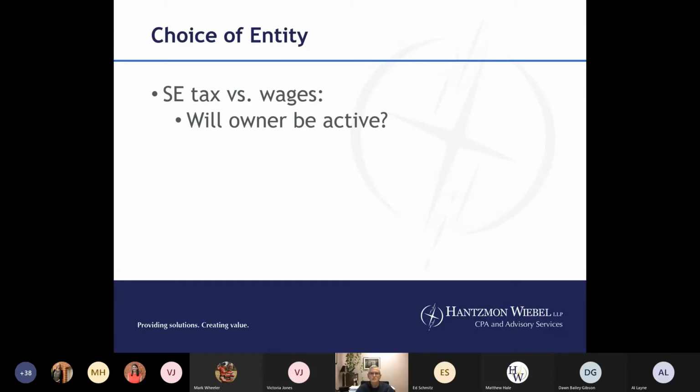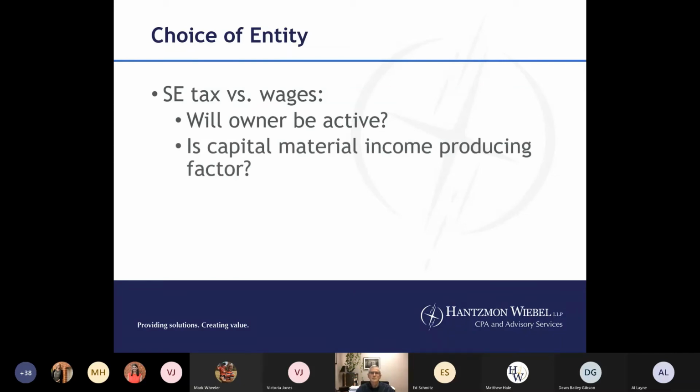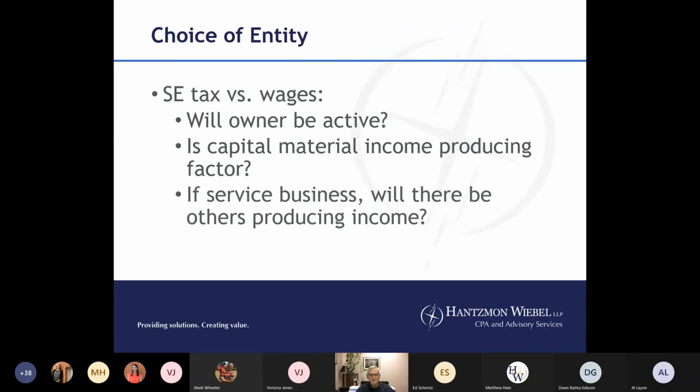Again, will the owner be active? Is capital a material income-producing factor? I can potentially make part of my wages lower if part of what I'm getting as a business profit is a return on some type of capital investment. If it's a service business, will there be others producing the income?